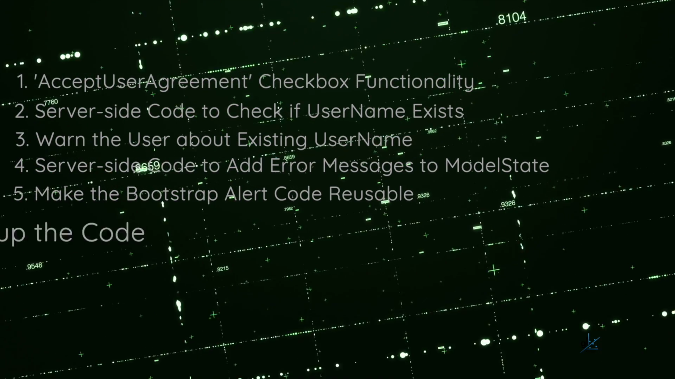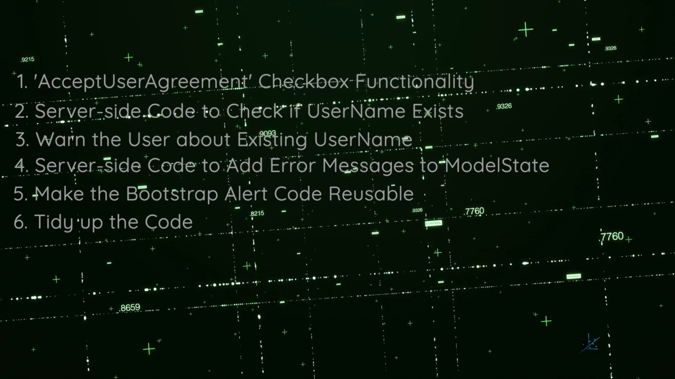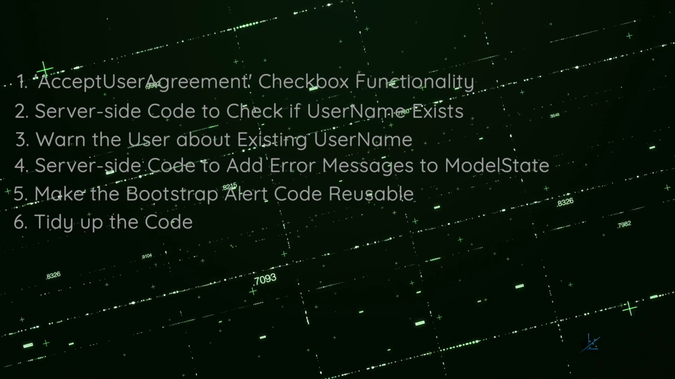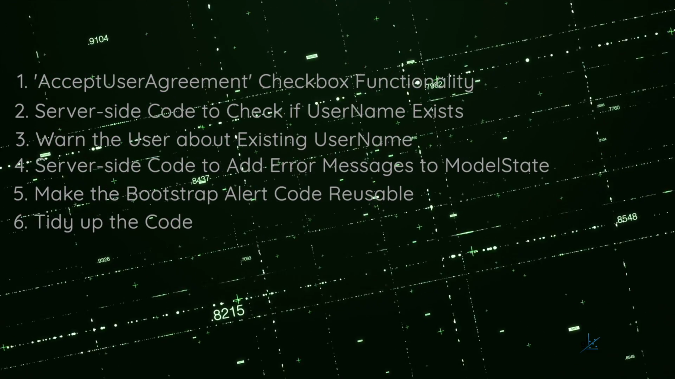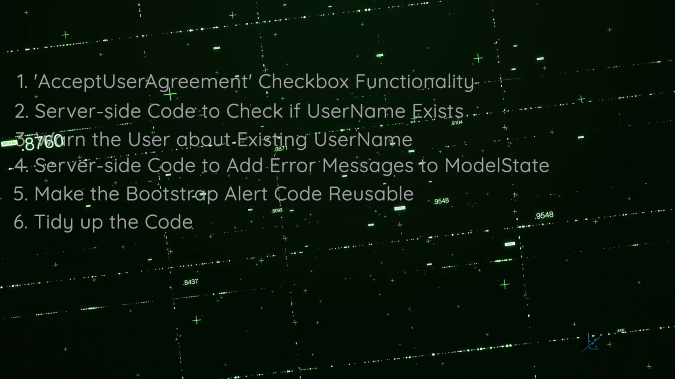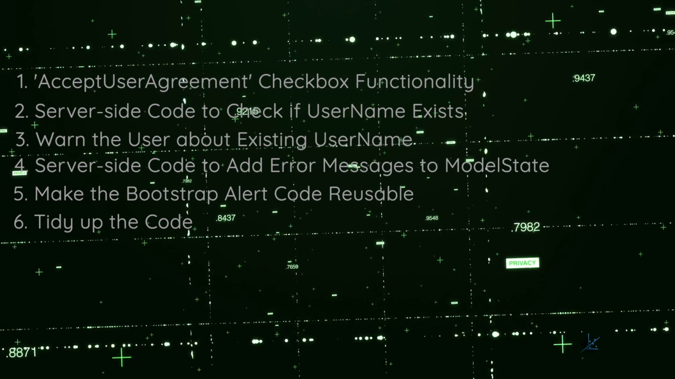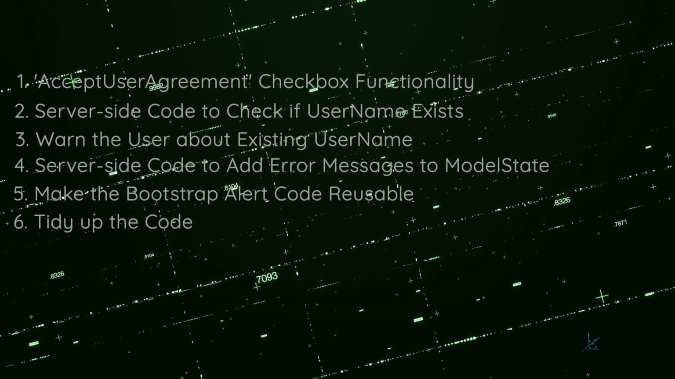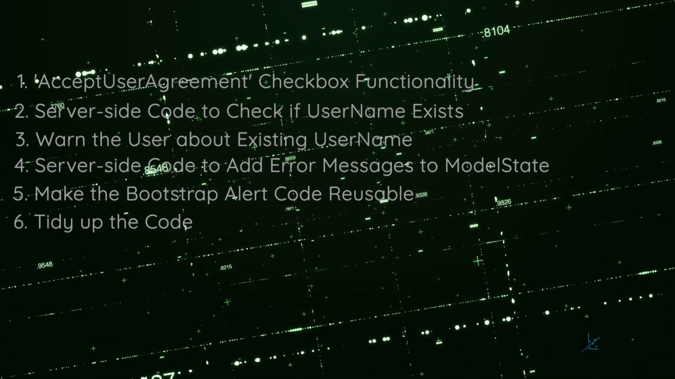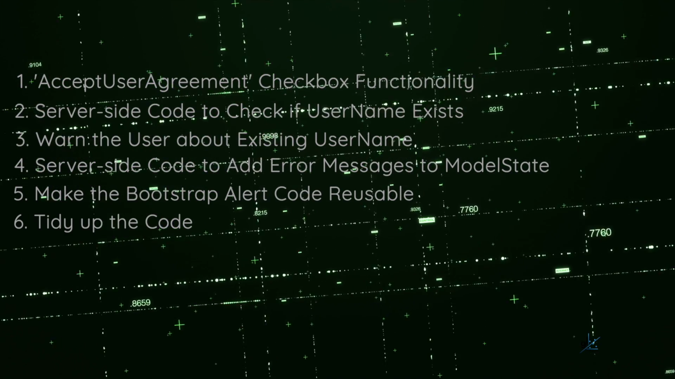Section 6. Tidy up the code. We'll add the script references from the user-login.js file, the user-registration.js file, and the JavaScript file that will contain the Bootstrap alert functionality to a partial view. We'll then write code to render this partial view in the home index view. So these JavaScript references will be encapsulated within a partial view, which is a much cleaner way of referencing these JavaScript files than referencing the JavaScript files individually.